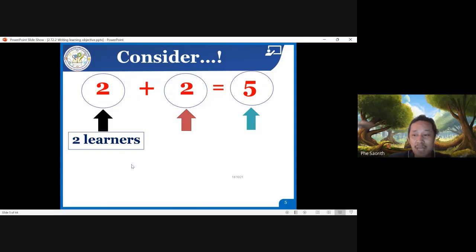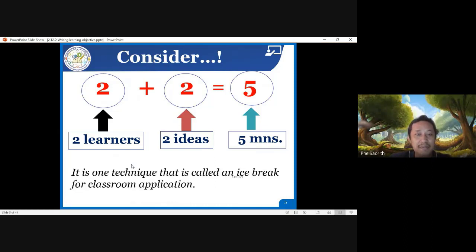So the first 2 here means two learners, learner A and learner B. The next 2 means 2 ideas or 2 topics. And 5 here means 5 minutes. So we can use this technique to change a complicated situation into a positive or favorable situation in our classroom before we start to teach a lesson to the students. It is one technique that is called an ice breaker for classroom application.